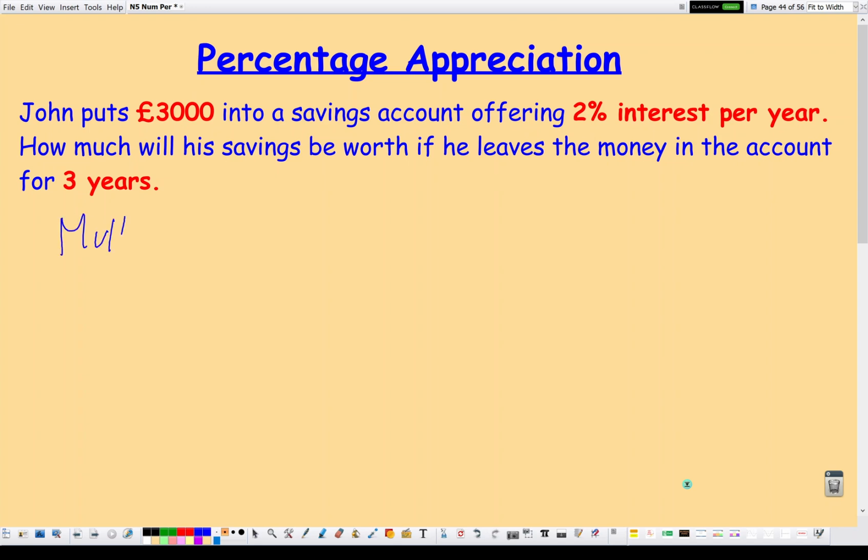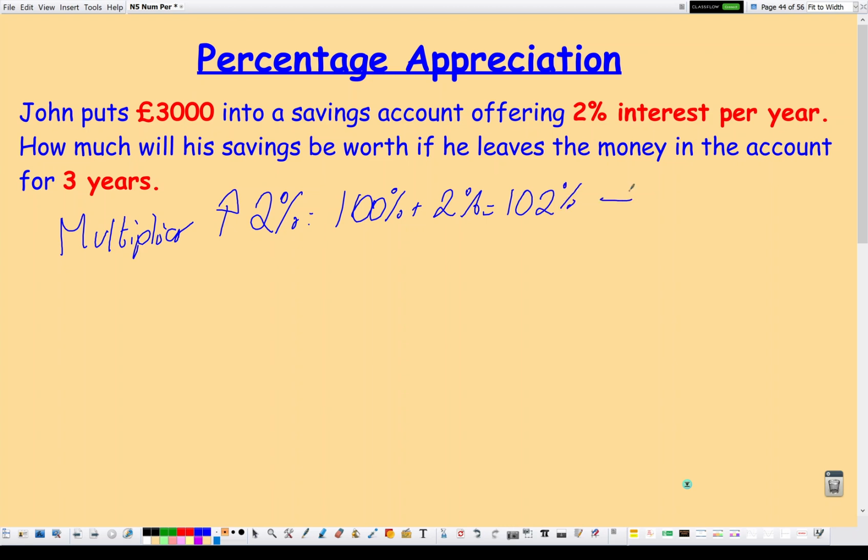So we've got our multiplier for an increase. That's what interest is. It's our money on savings. It is our money going up. On borrowing, it would be our money going down. Multiplier for a 2% increase, so that's going to be 100% plus 2% is 102%. Change it to a decimal, 1.02.